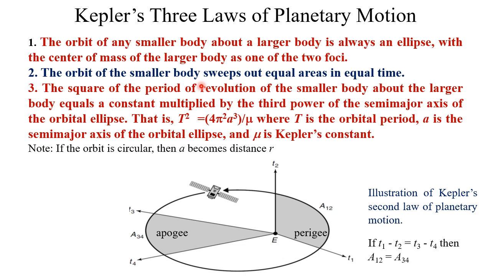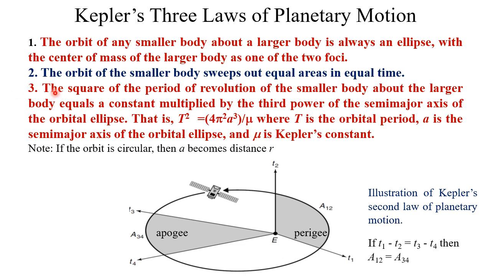Now we will try to understand Kepler's three laws of planetary motion. So the first law is telling that the orbit of any smaller body about a larger body is always an ellipse, with the center of mass of the larger body as one of the two foci. The second law is that the orbit of the smaller body sweeps out equal areas in equal time.